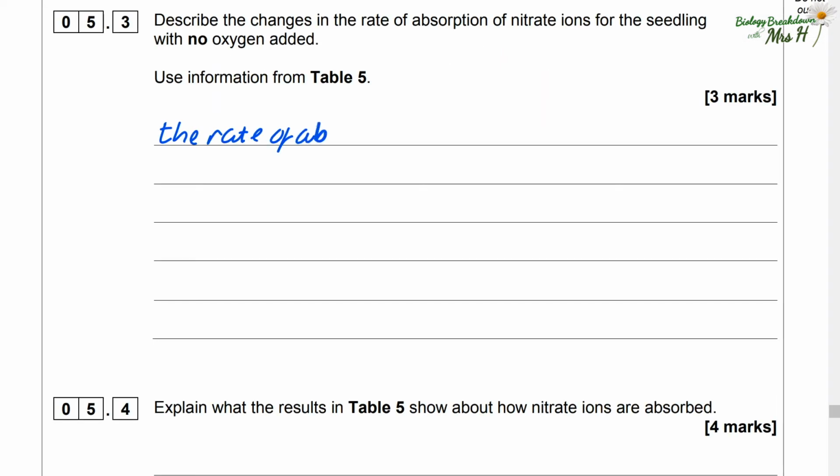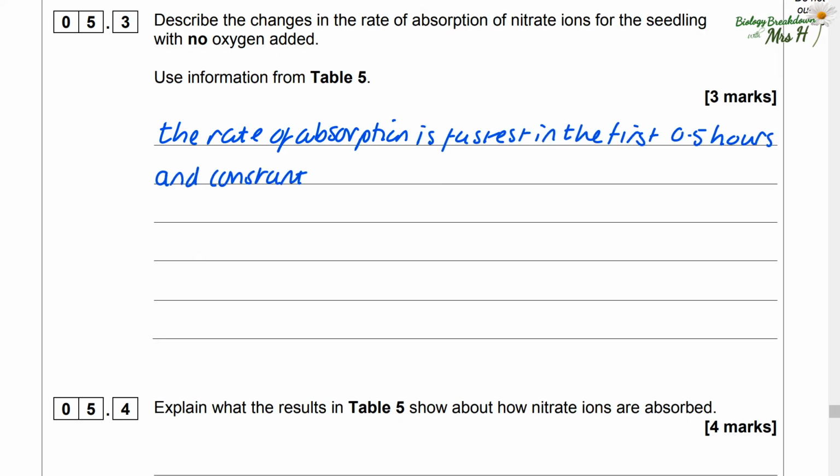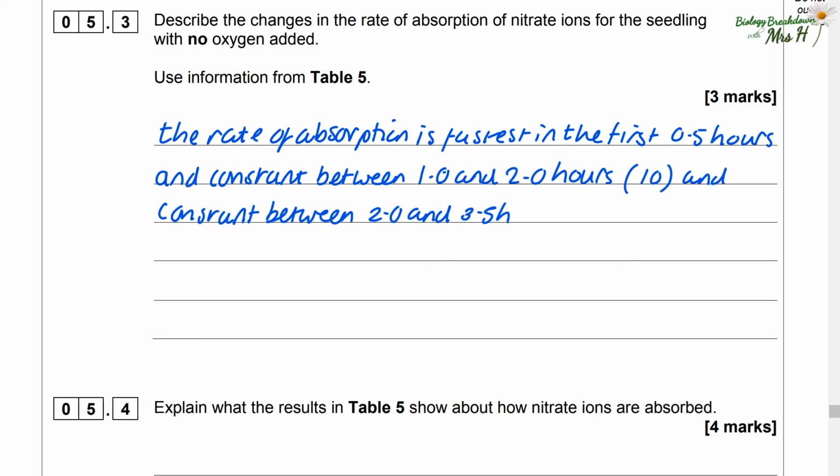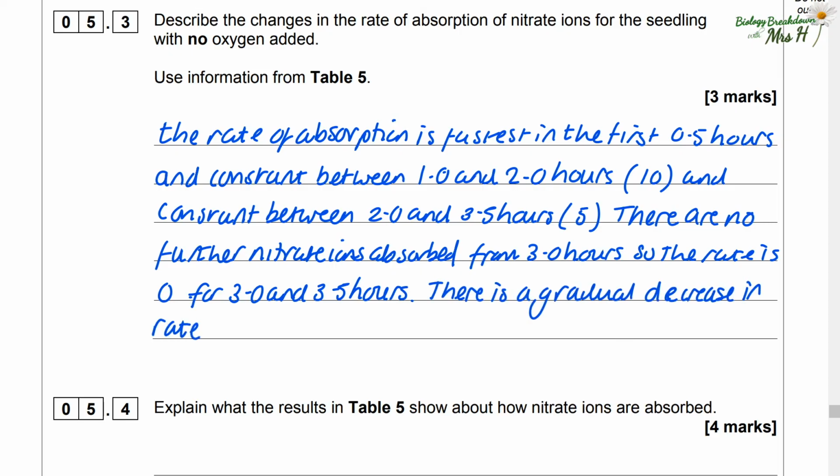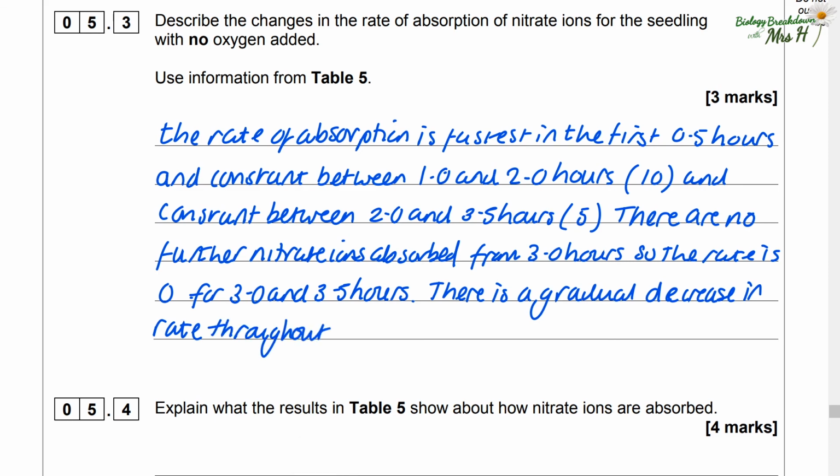The rate of absorption is fastest in the first 0.5 hours and constant between 1 and 2 hours with a difference of 10, and constant between 2 and 3.5 hours. We saw there's a difference of 5 there. There are no further nitrate ions absorbed from 3 hours, so the rate is 0 for 3 and 3.5 hours. And there is a gradual decrease in rate throughout the investigation.